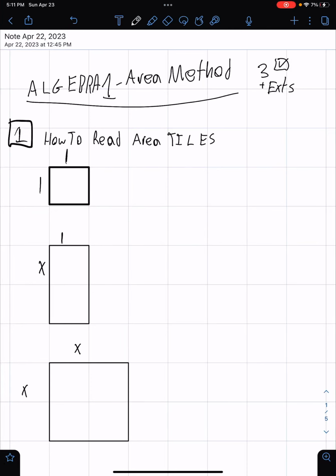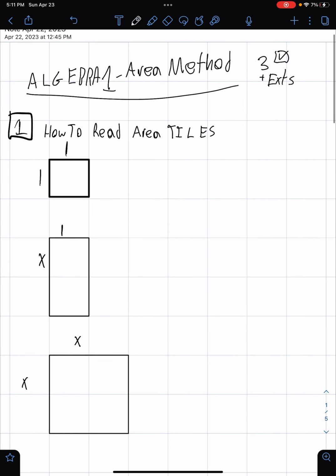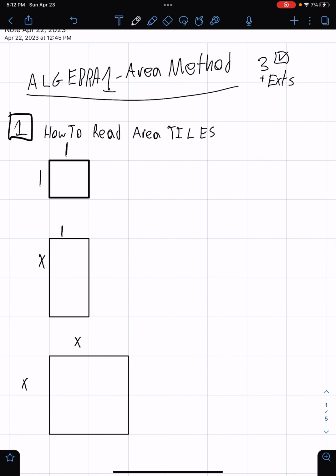Hello everyone. Today I will be teaching you the area method in Algebra 1. There are 3 sections to this part, and in the first section I will be teaching you how to read area tiles because it's very crucial to understanding the area method for this technique.